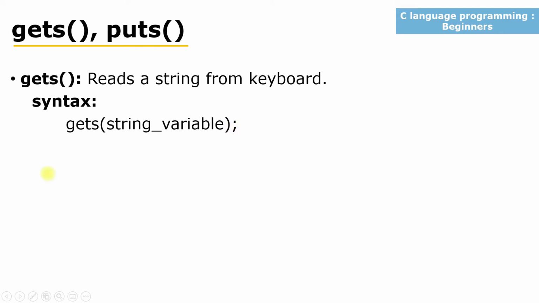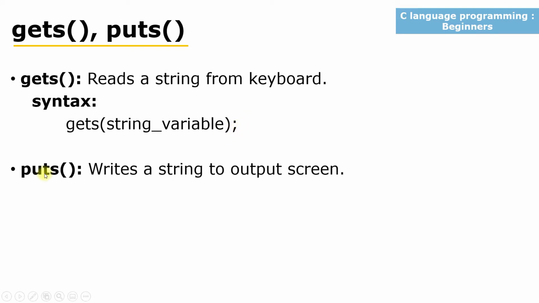Now let's see puts. Put means display. S means string. So using the puts function, we will display a string onto the monitor. Now let's see the syntax for the puts function. This is the syntax. puts displays the string stored in the string variable, which we mentioned when we read the string using the gets function. Now let's see these gets and puts functions with an example.